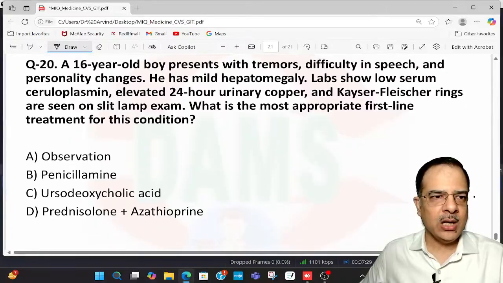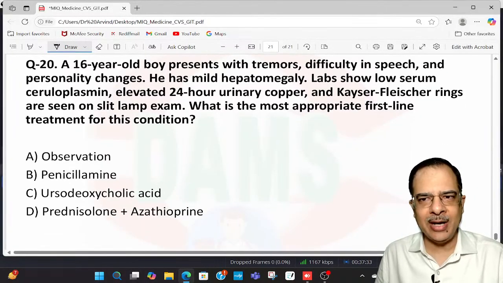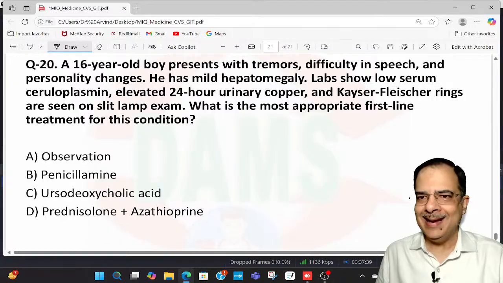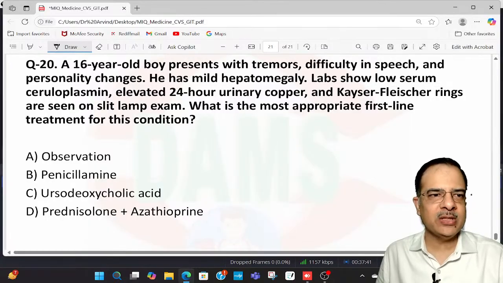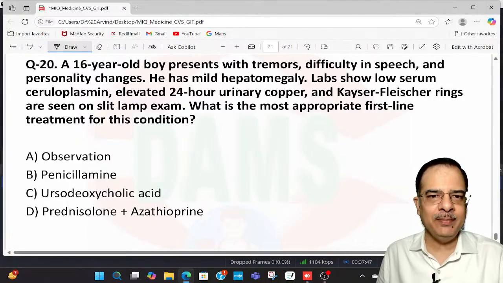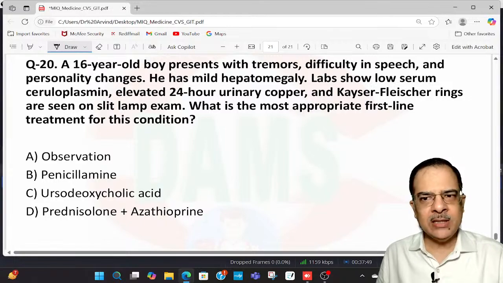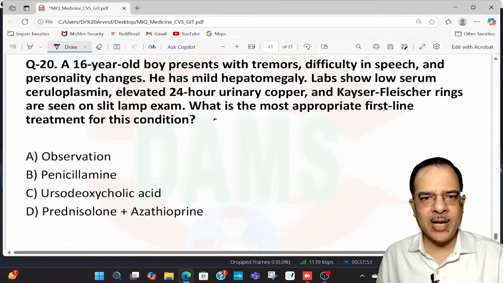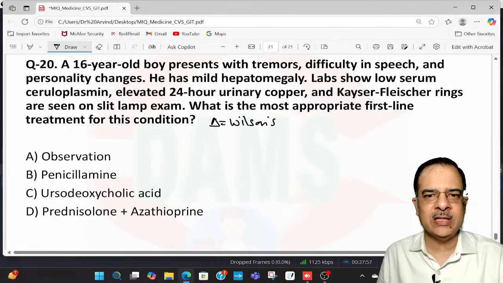Now moving on to the last question. Last question is patient has tremors, difficulty in speech, personality changes. Patient has mild hepatomegaly. Lab shows a low serum ceruloplasmin and elevated 24-hour urine copper. KF rings are seen on slit lamp examination. So what is the most likely first line treatment for this condition? So patient diagnosis is clear cut. Most likely it is Wilson disease.